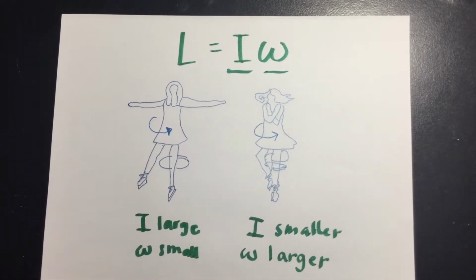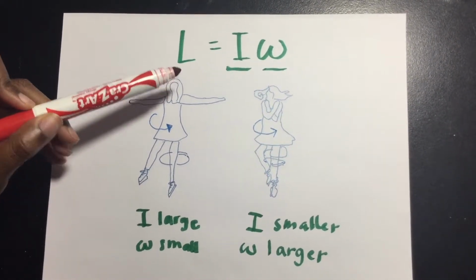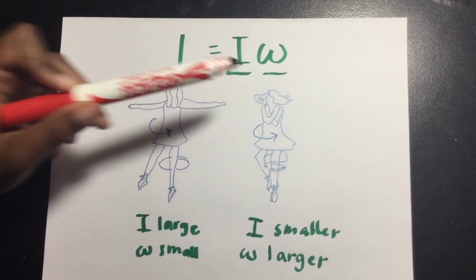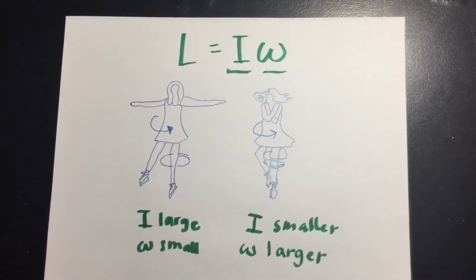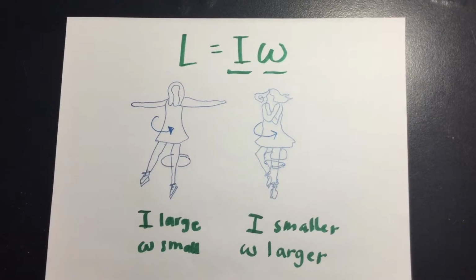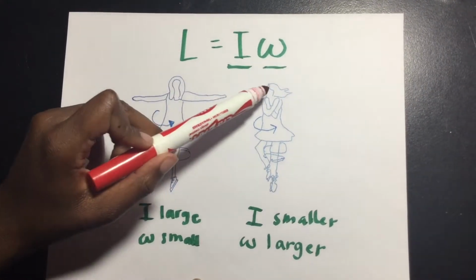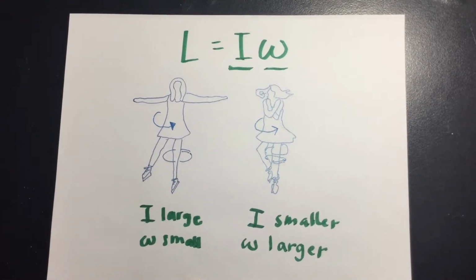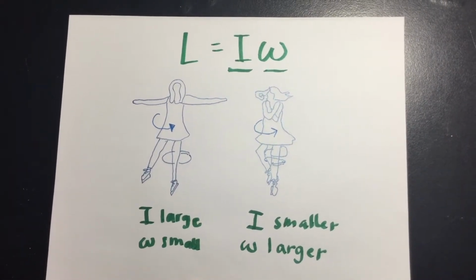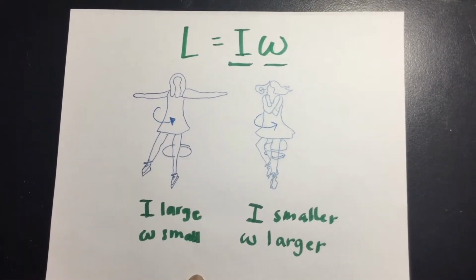Since angular momentum, L, is equal to I times omega, this remains constant without an outside torque. As I decreases, angular velocity omega must increase by the same factor by which the moment of inertia decreases.